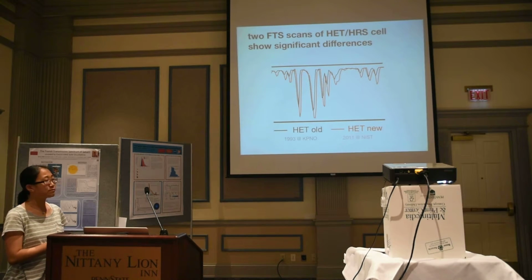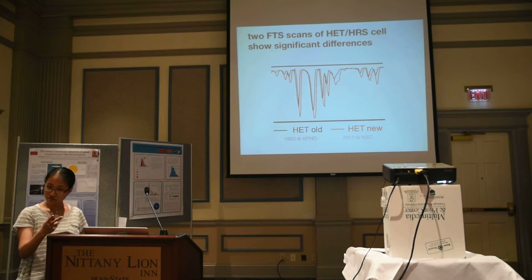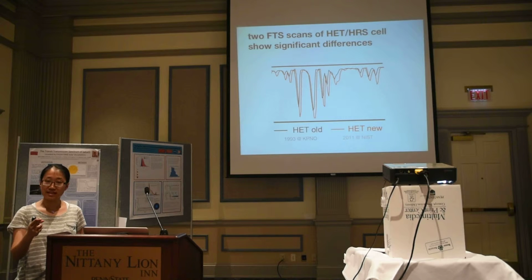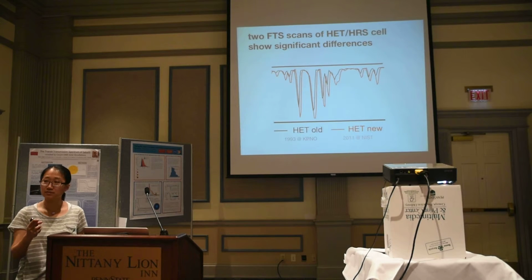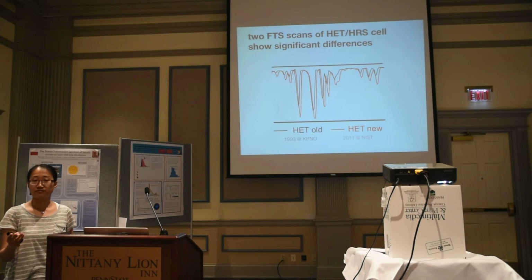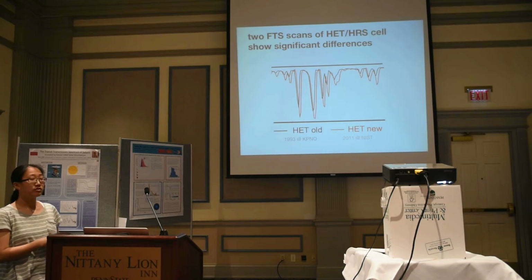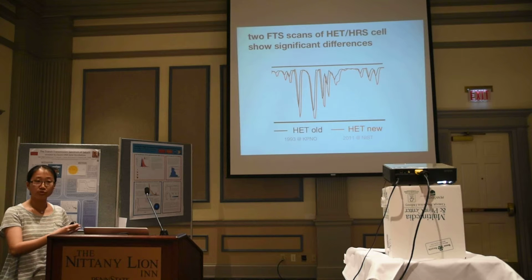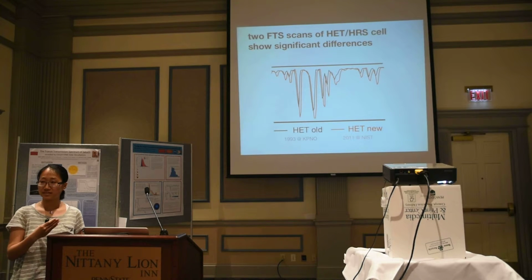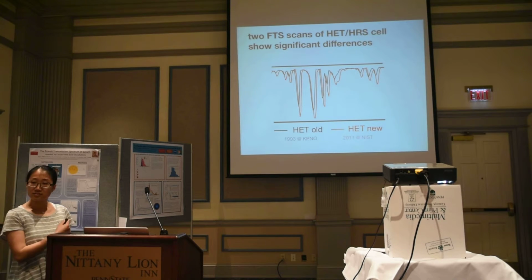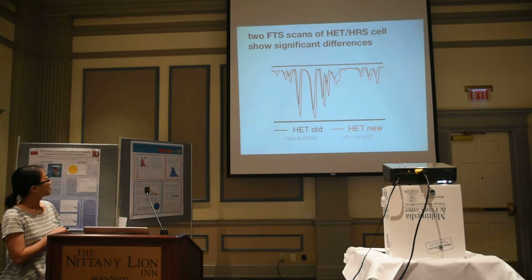So the difference can be either real or unreal. Both are concerning. If it's real, which means the FTS scans capture the real cell properties, this means we have a changing iodine cell. If I have a changing calibrator, that's really bad. If this is unreal, this is also bad because this puts into question the quality of any FTS scan. Which one do you trust? It's pretty hard to tell, right?